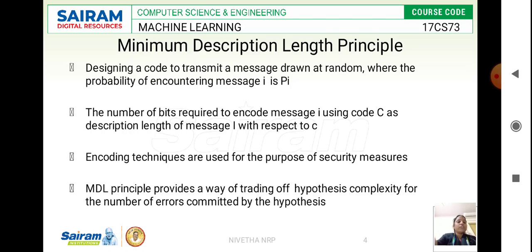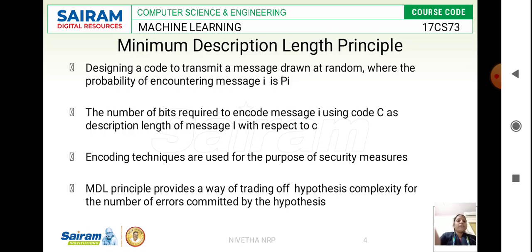What is the need of encoding the message here? For the purpose of security constraints, we implement the encoding technique. When you send the data, we are supposed to see that the data has been sent and delivered by secured means. For that purpose, we are implementing the encoding concept. The main purpose of the encoding technique is to have security measures.